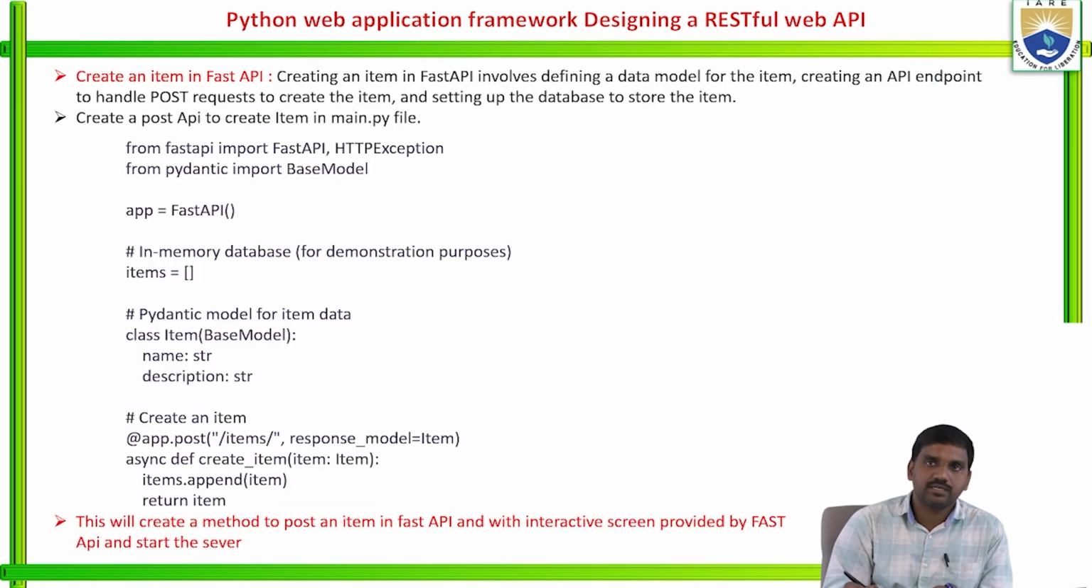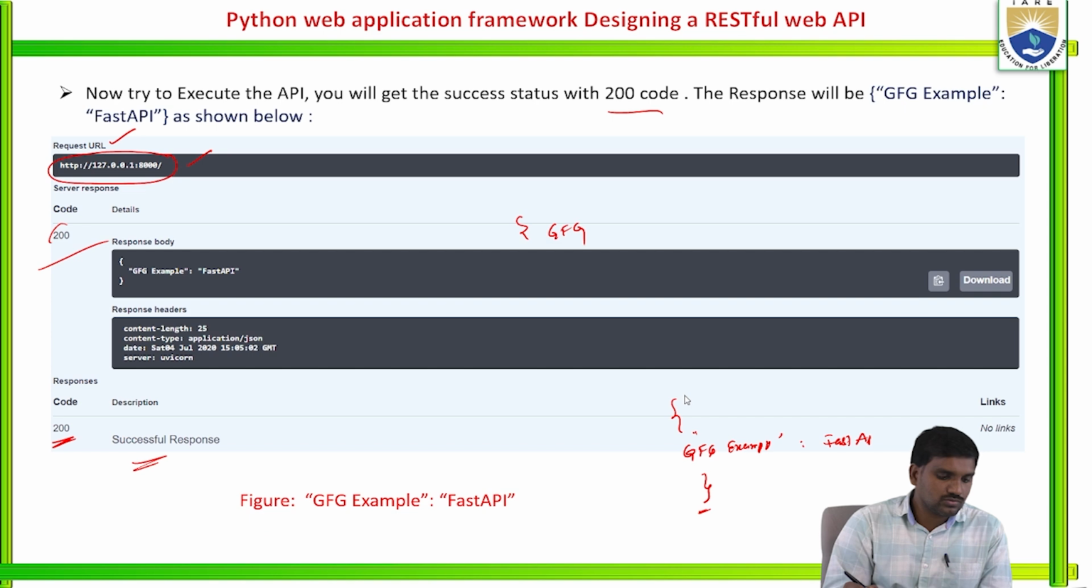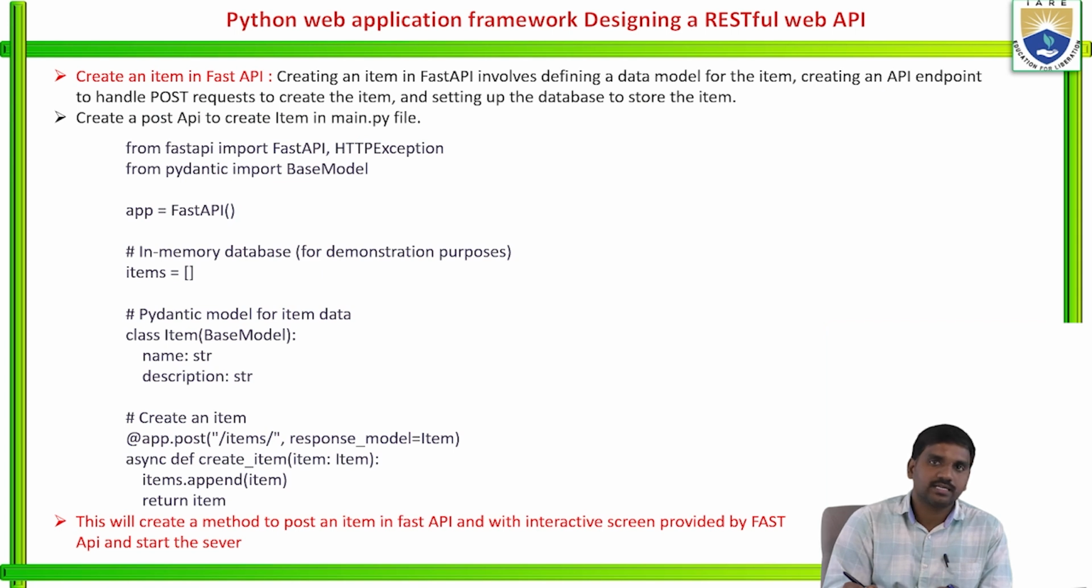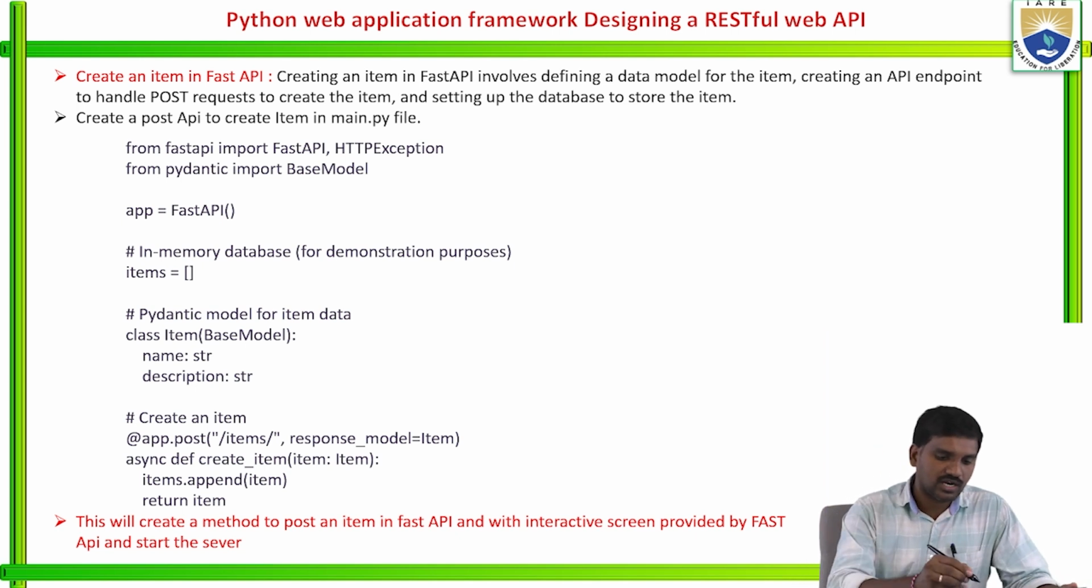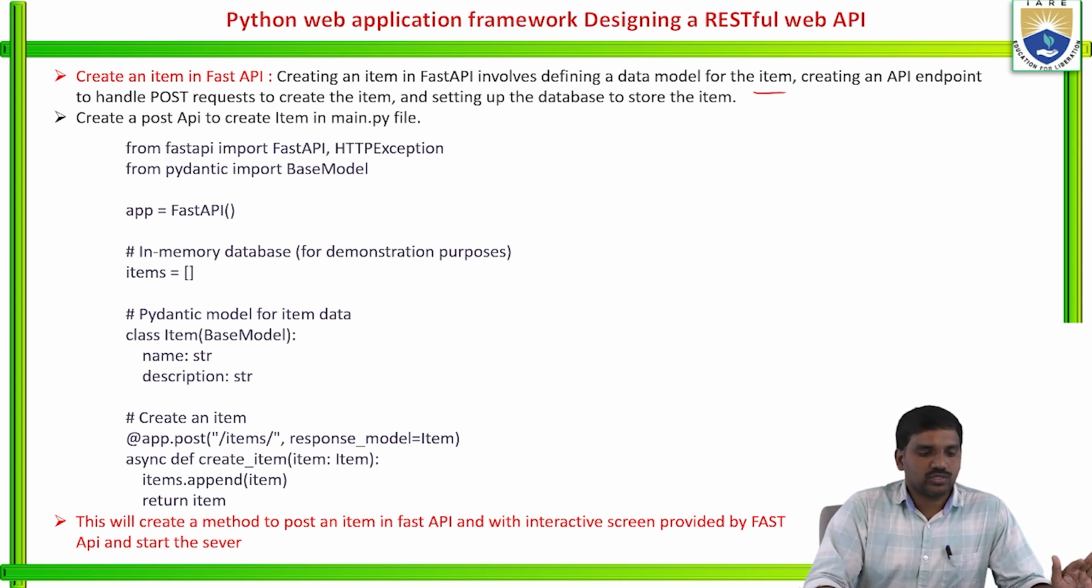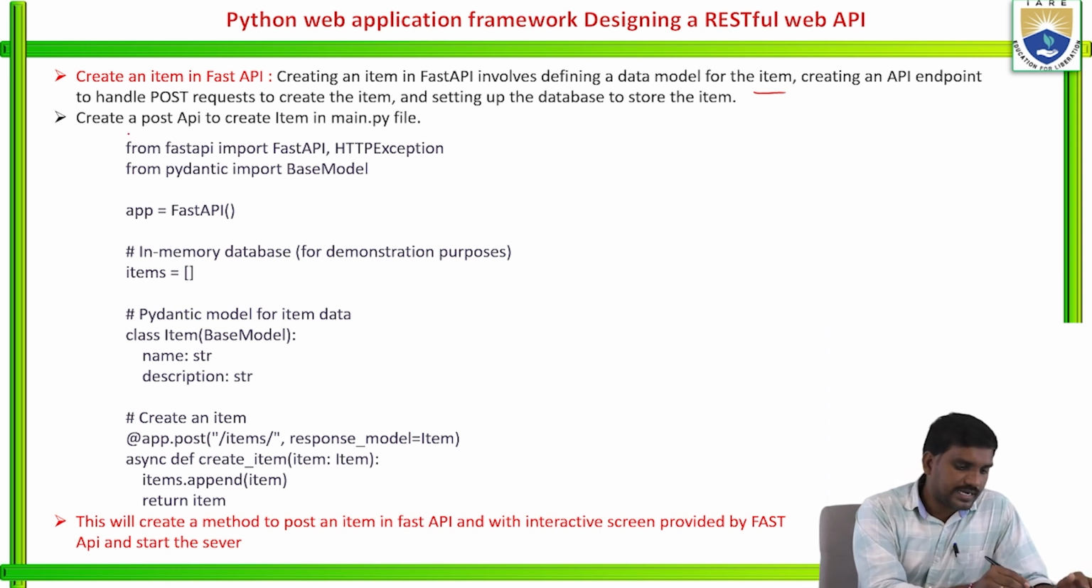Up to now we got the successful responses. Next, creating an item in FastAPI. Creating an item in FastAPI involves defining a data model for the item, creating an API endpoint to handle a POST request to create the item, and setting up the database to store the item. So this is creating a POST API to create an item in the main.py file.